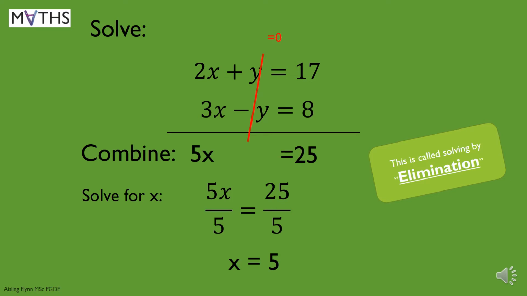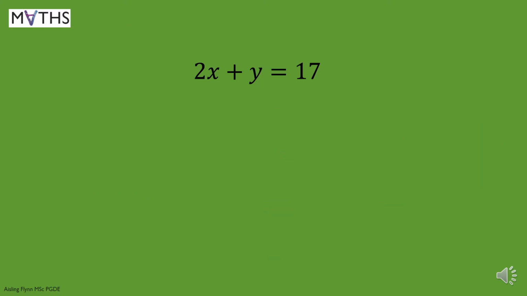Okay, this is called solving by elimination. To eliminate means to remove completely. So we have eliminated the variable y. We've taken y out of the picture, and that allows you to solve for x. Okay, I should mention that it's possible to eliminate x and solve for y, and we'll get to the same result. Okay, so now we know that x is 5.